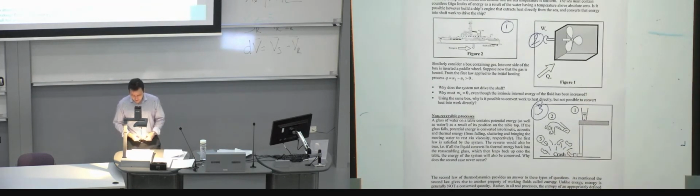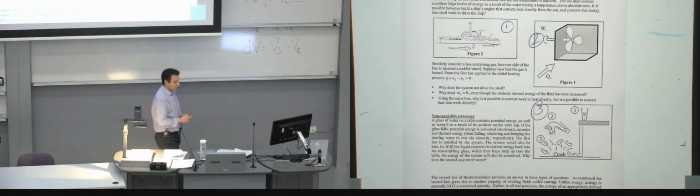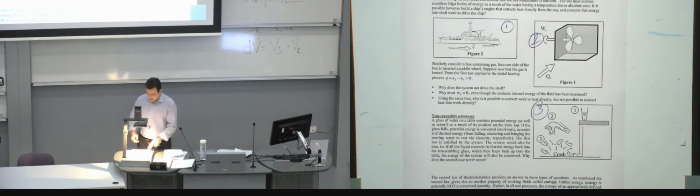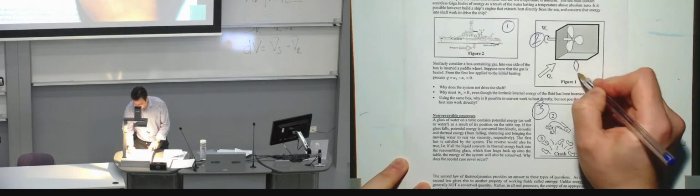The second example is if you have a container with a propeller inside it, and you start heating up this container. Maybe just put a candle or flame here.